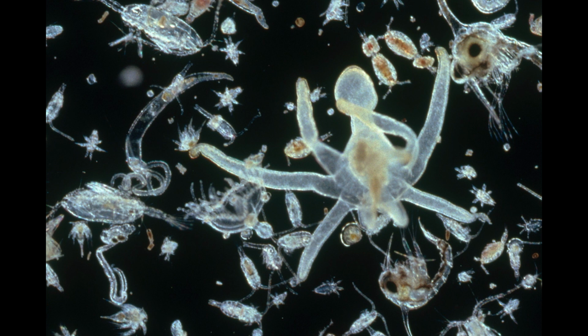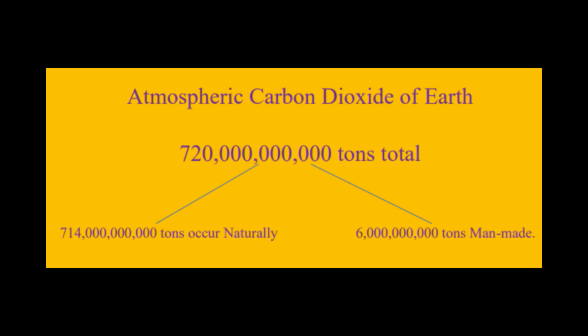Methane is another powerful greenhouse gas. It's about 84 times more effective as an atmosphere insulator than carbon dioxide. In the pre-human years, most methane reached the atmosphere from decaying plants and animals, such as phytoplankton, zooplankton, and crustaceans. And then we have carbon dioxide. There are 720 billion tons of carbon dioxide in the Earth's atmosphere, and much of it comes from volcanoes. 714 billion tons occur naturally, and humans have contributed 6 billion tons, less than 1% of the total volume.